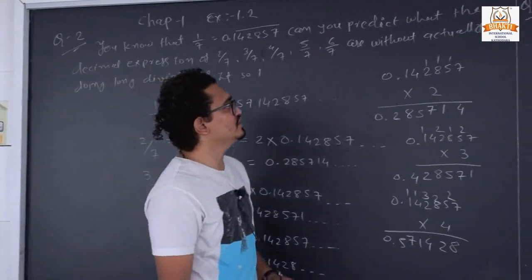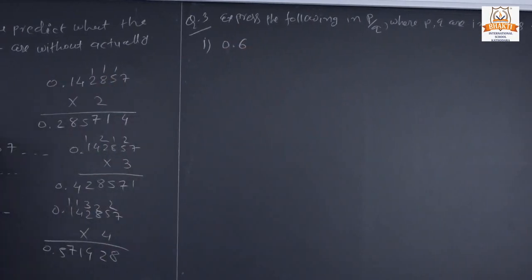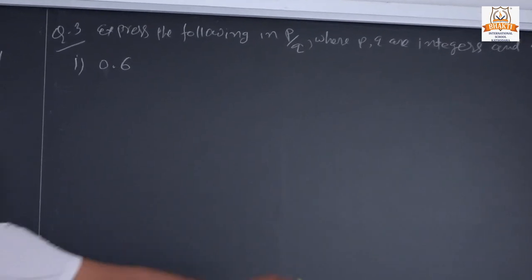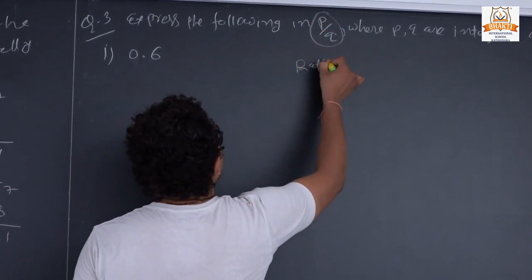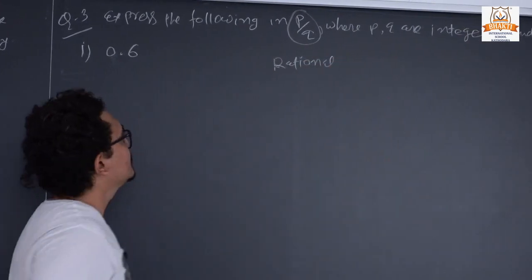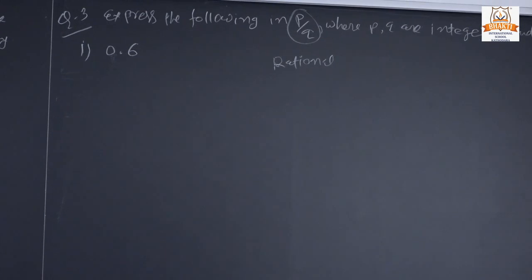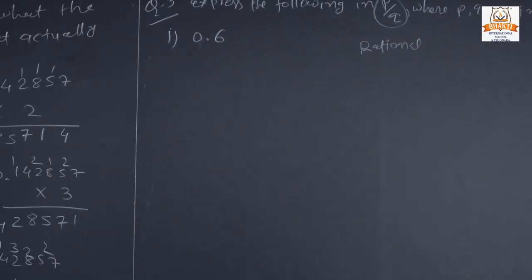Now question number 3. In question number 3, first of all, express the following in the p by q form. p by q means what? Rational number form, where p and q are integers and q is not equal to 0. The denominator will not be 0, otherwise it will not be the rational form.